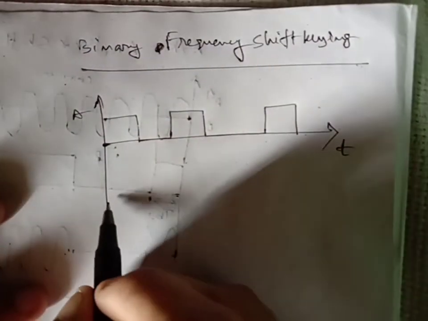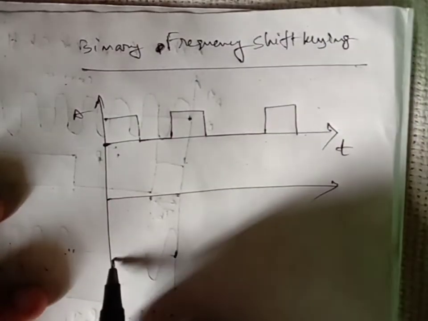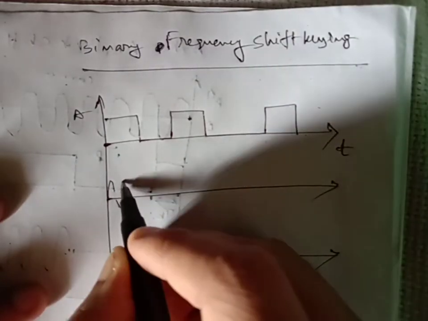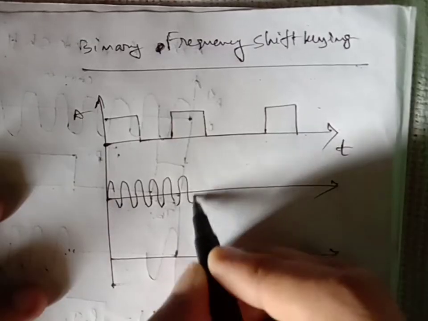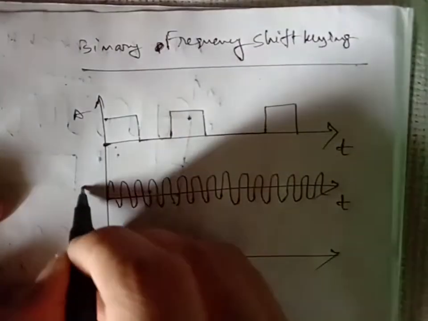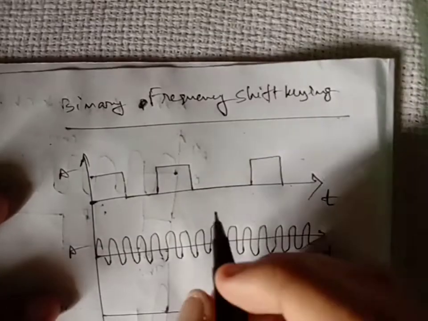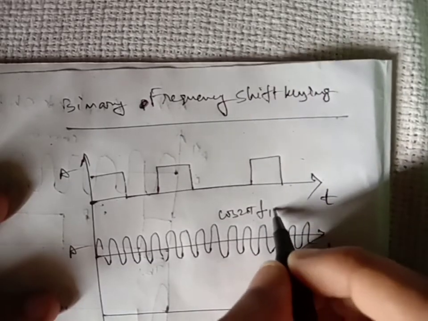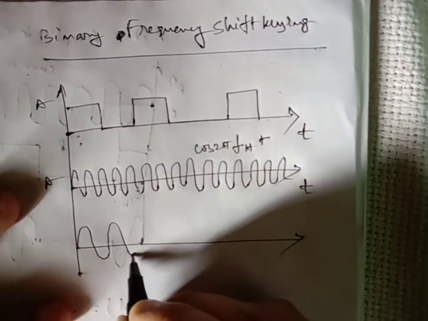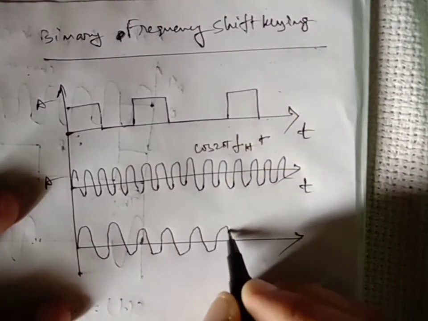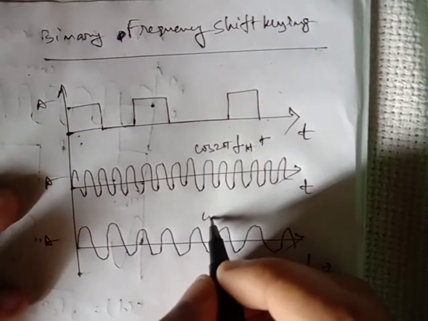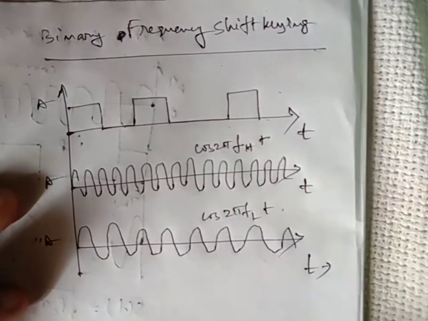Here we will use two carriers. One has a higher frequency and another has a lower frequency. Suppose this one has the higher frequency, like this. Higher the frequency, lower will be the time period. Time, amplitude, say cos 2 pi f_h t, h for higher. And this one is of lower frequency, so the time period will be more. Time, amplitude, say cos 2 pi f_l t.